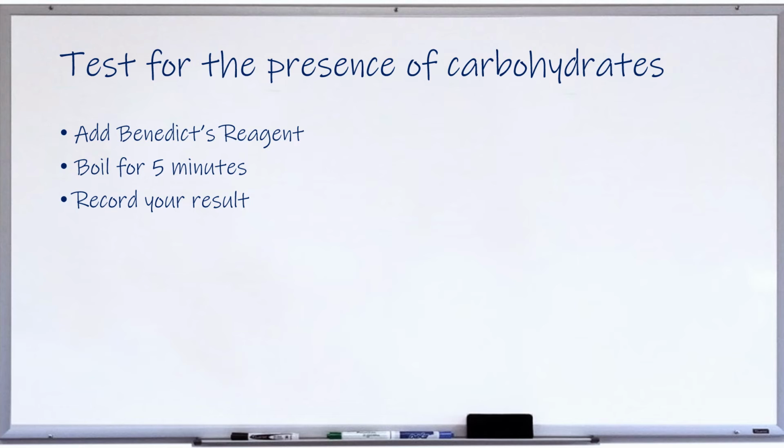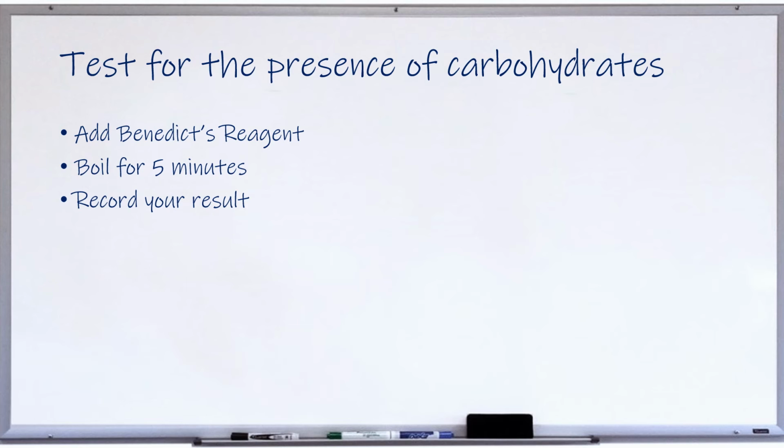Now we can test for the presence of monosaccharides by using Benedict's reagent. This test is sometimes used to test for the presence of glucose or sugar in the urine, which is an early warning of diabetes. If you've ever gone to get a physical or checkup and they have you pee in a cup, they're going to take that and submit it to a Benedict's test to see if there's sugar in the urine.